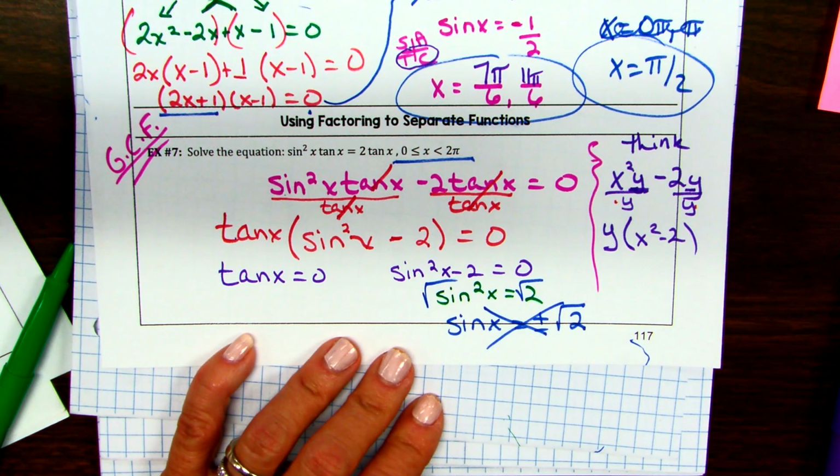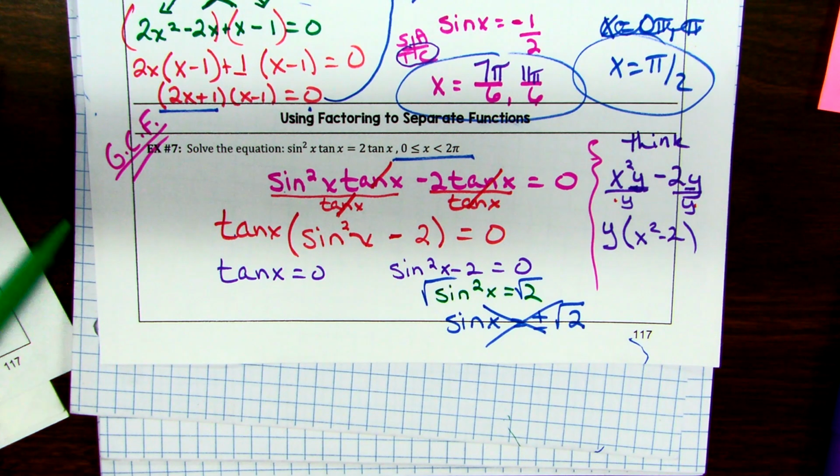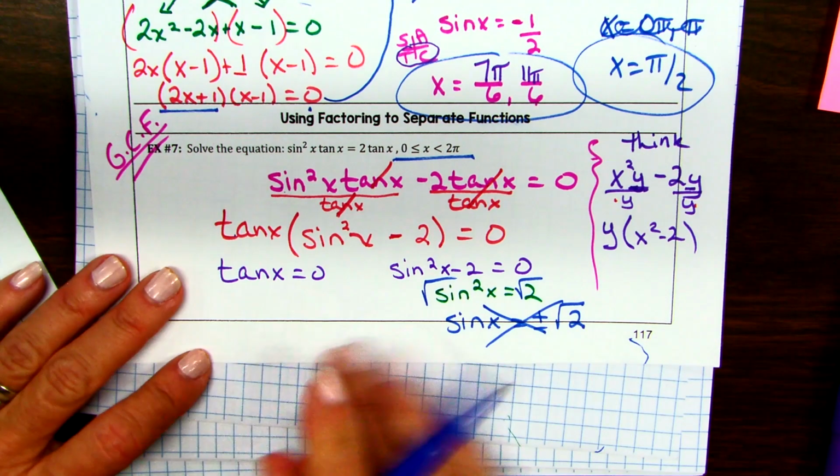It should be something you know: 1/2, square root of 3 over 2, square root of 2 over 2, negative 1, 1, or 0. Those are the only numbers in the whole unit circle. Right? And then where is tan 0?